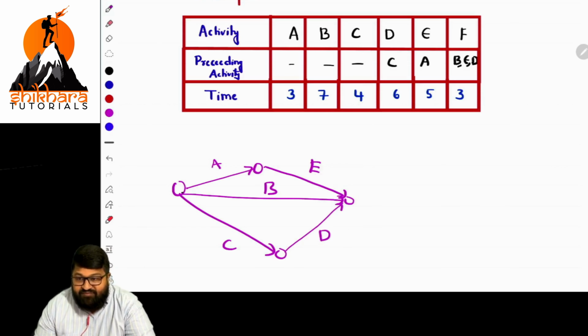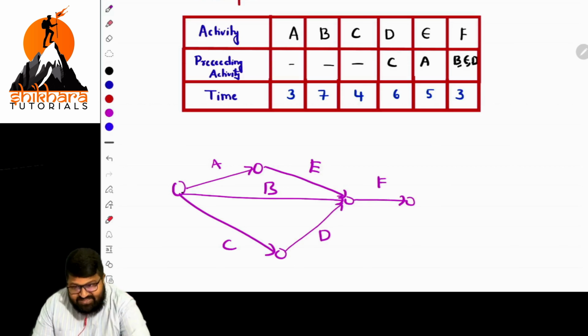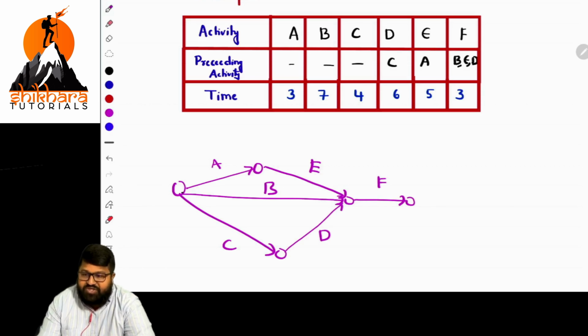Now, sir, where B, E, D ends, who will start? F will start. Clear? Once the diagram is done, you have to cross-check whether our diagram is appropriate or not. For F, where will it start? Where B, E, D end. Fine, superb.